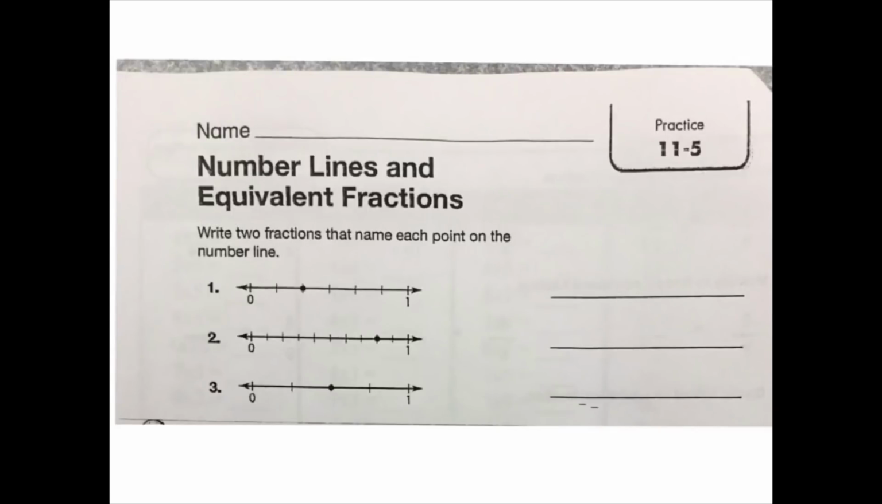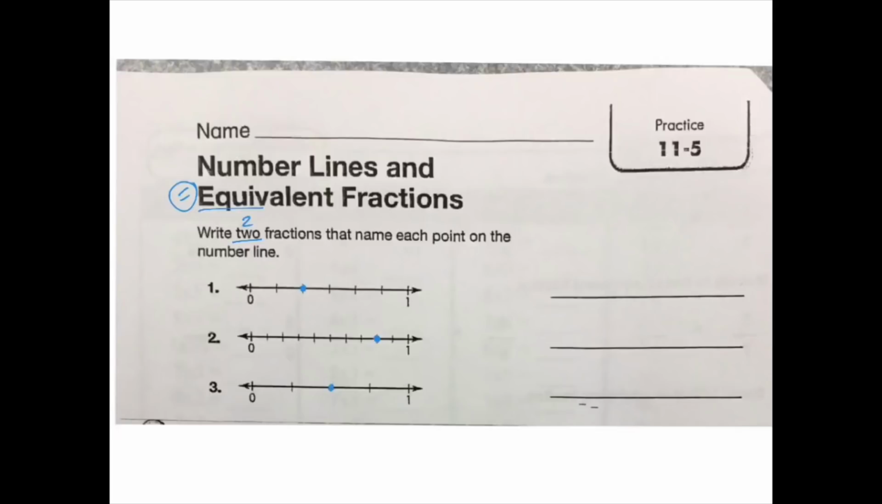Show you how to do problems like you'll see on practice 11-5, number lines and equivalent fractions. I'm going to underline equivalent. That means equal or the same. The directions say write two fractions that name each point on the number line. So for 1, 2, and 3, I have 1 point, but it wants us to write two fractions. So that means I'm going to need to find an equivalent fraction.